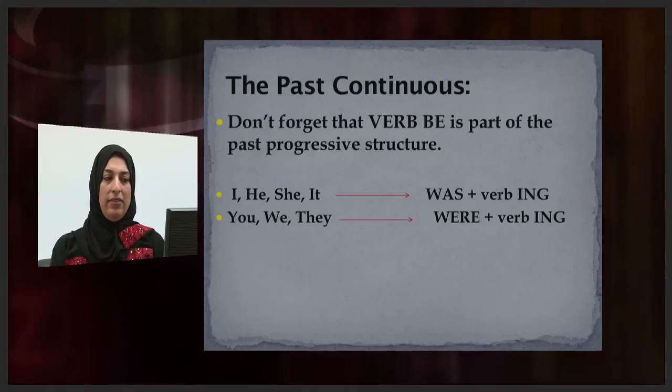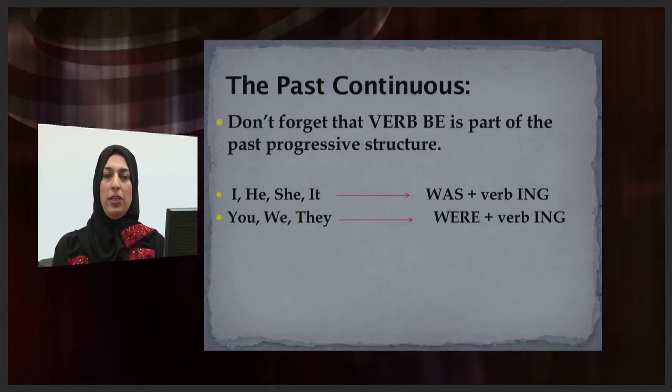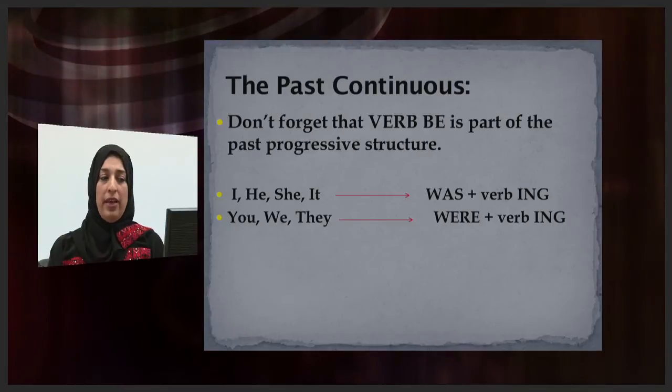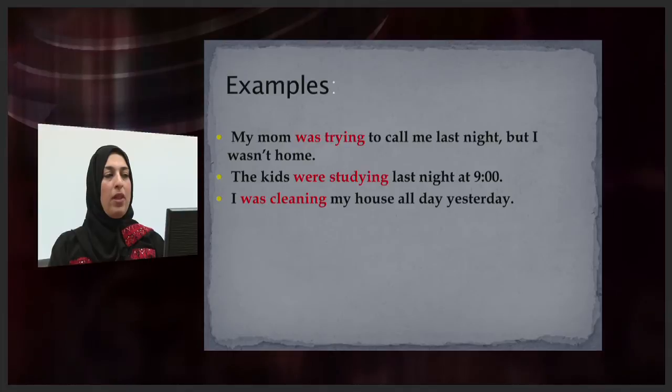With the past continuous, don't forget that the verb to be is part of the past progressive structure. With I, he, she, it, take was plus verb ing. You, we, they, take were plus verb ing.